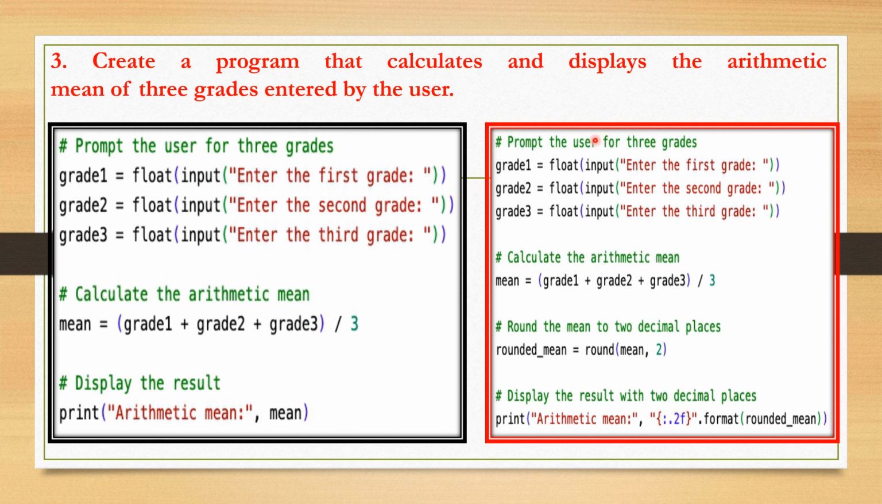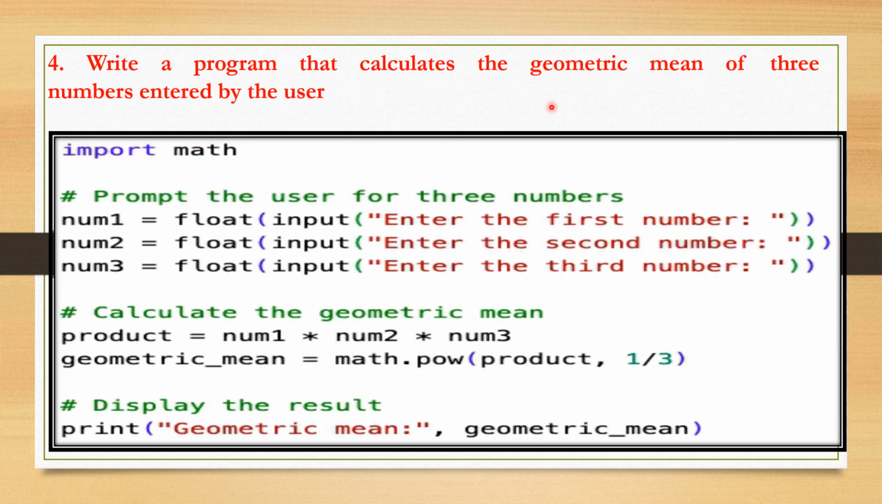The second method for this can be using the round function. We use the round function to round the arithmetic mean to two decimal places, or we can format the number with two decimal places using this function here. So either of the two methods can be used here. Either we can round the mean to two decimal places and then display the results, or we can simply display the results.